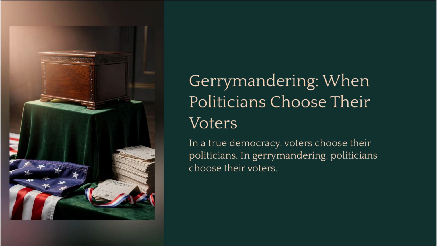In a healthy democracy, the rules are simple. Voters choose their politicians. We go to the ballot box, cast our vote, and the person with the most support wins. It is the bedrock of representative government. But what if I told you that in the United States, this process is often reversed?